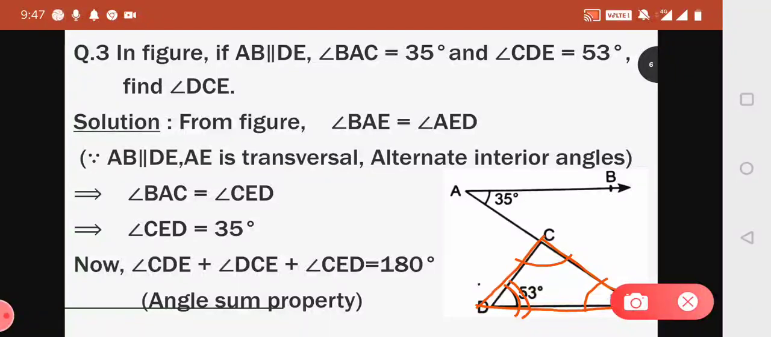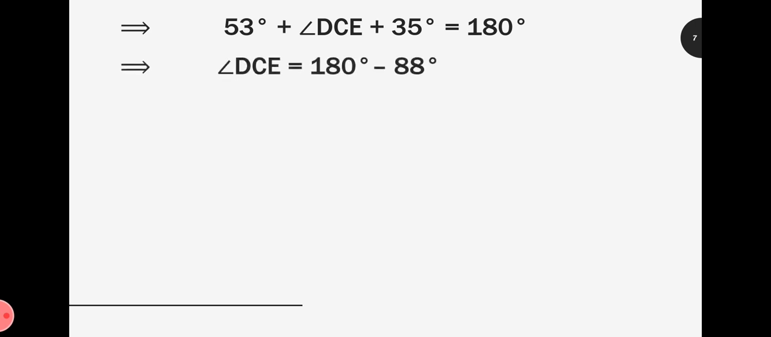This value we already know, it is given as 53 degrees. This we have found out right now above only, that is 35 degrees. So we can find the third missing angle of the triangle. So inserting the values, we get 53 degrees plus angle DCE plus 35 degrees equals 180 degrees. This implies that angle DCE equals 180 degrees minus 88 degrees, which implies that angle DCE equals 90 degrees.